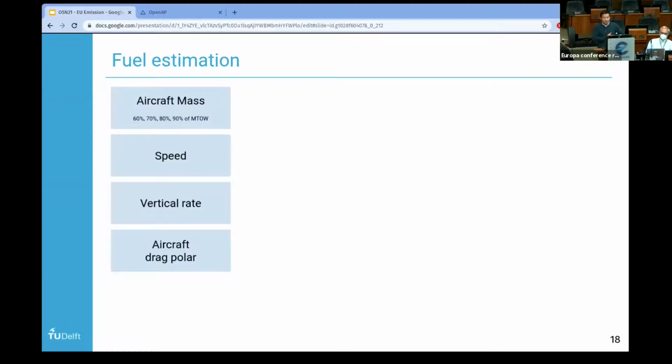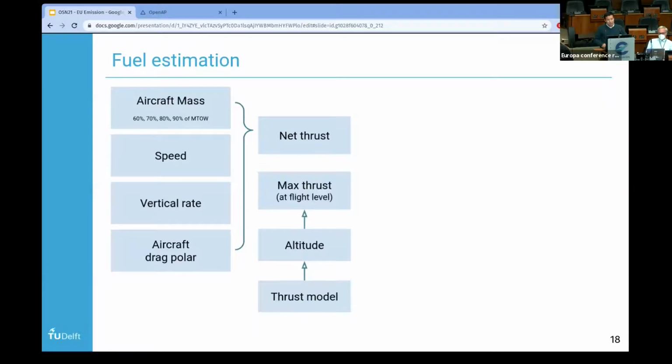First we have these parameters: the aircraft mass. The small font here is the maximum takeoff weight. I'm also a bit ashamed of this approach, so that's why the font is small. Then you get the speed, the vertical rate, and the aircraft drag polar, so here you can compute the net thrust of the aircraft. On the other hand, we have an open thrust model from the literature that allows us to calculate the maximum thrust at a flight level. So you have a net thrust and a maximum thrust at the flight level, and what you get is a thrust ratio.